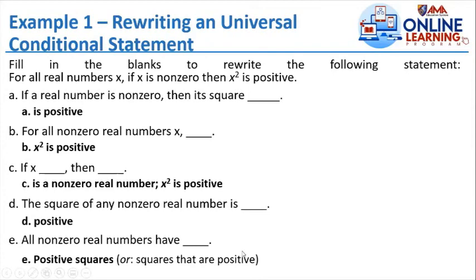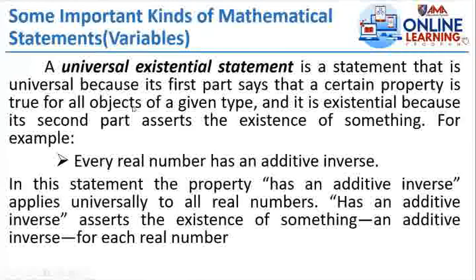Ayan. Okay, now let's have the other type of combination. We have the universal existential statement. So here, universal ang unang part and then followed by the existential part. Okay, so example, every real number has an additive inverse. So itong every real number, this means universal kasi lahat daw. And then ang has, that means the existence of something. Okay, so meron. So that means this is a universal existential statement.